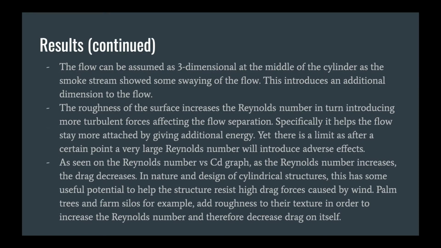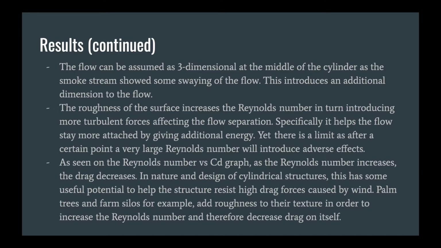We also found that the flow was not two-dimensional in the middle of the cylinder, but was actually three-dimensional, and this can be seen in the flow visualization video, as we can see the vortex shedding has an additional axis of dimensions since it sways.